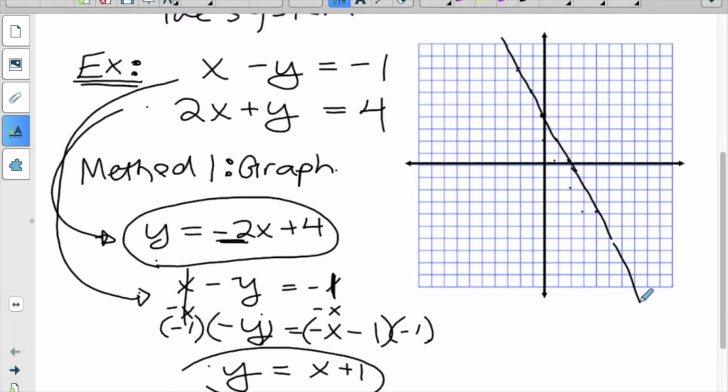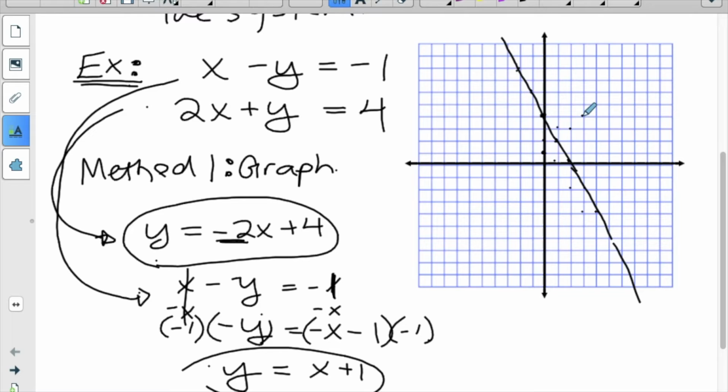What about y equals x plus 1? Where do I start? What's my y-intercept? 1, so that's where I'm going to start. What's my slope? What's my m value? 1. Okay, or 1 over 1. So I've got to go up 1, right 1, up 1, right 1, up 1, right 1.